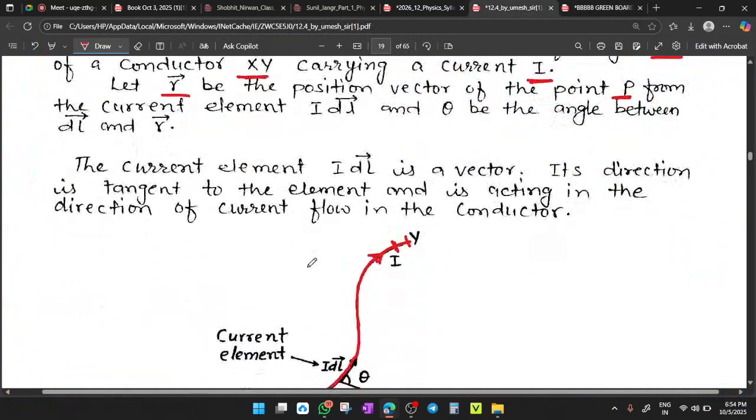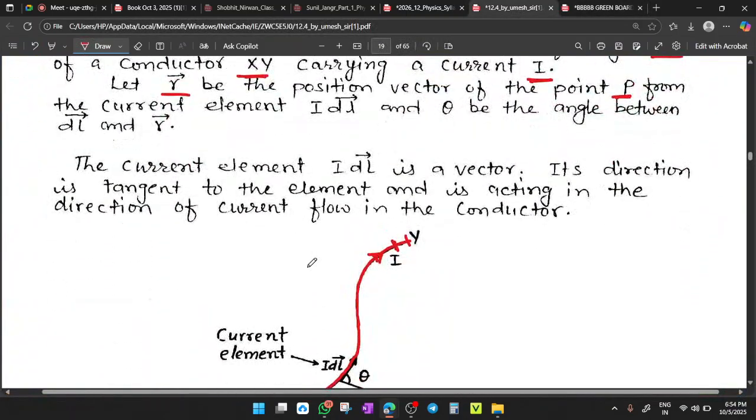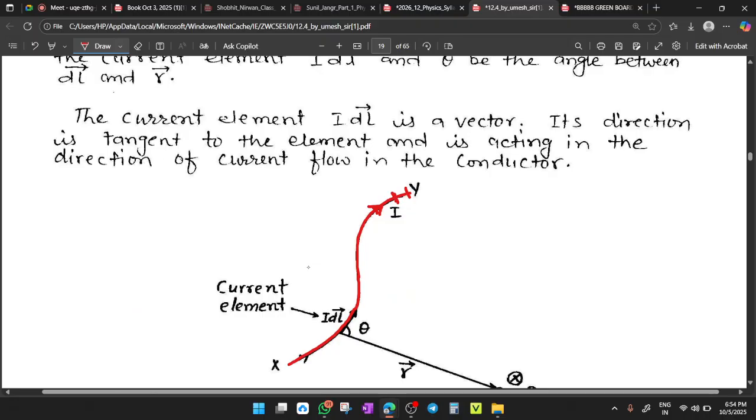Now, the current element Idl is a vector. Its direction is the tangent to the element and acting in the direction of current flow. Yes, what I have said, the same thing is here. Idl is the current element, and current element is a vector quantity. And what is the direction of current element? It is strictly in the direction of current flow. Okay. So Idl here is the direction of current flow.